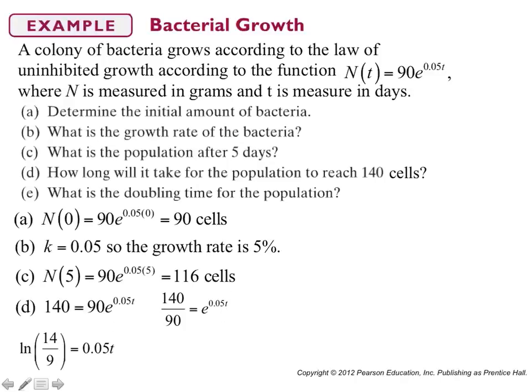You'll notice they took 140 over 90, and they simplified it to 14 over 9. And then we go ahead and divide by 0.05 to get t by itself. And we have ln of 14 over 9 divided by 0.05, which should give you about 8.8 days.